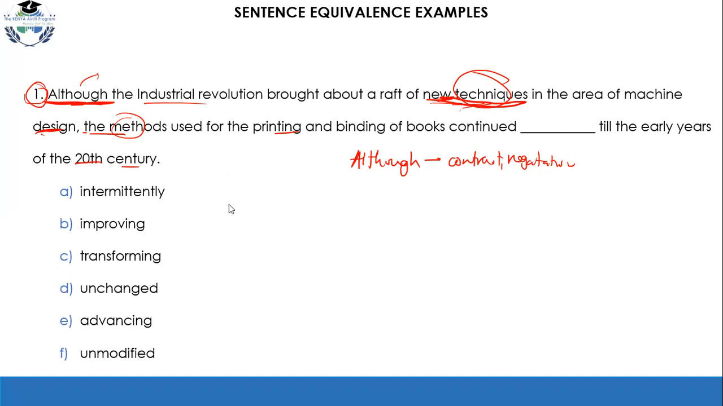Just according to how you have explained it, it still supports the statement. So they weren't improved, they remained unchanged. Unchanged, since we answered on our own without looking at the choices, then we look at the choices. So the same words, either D and F, unchanged or unmodified. Exactly. Thank you for that.